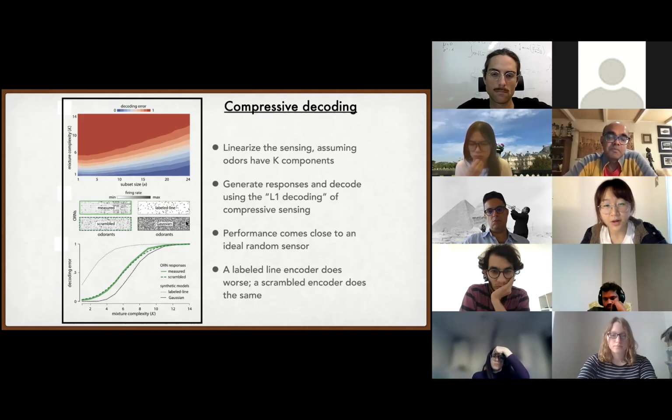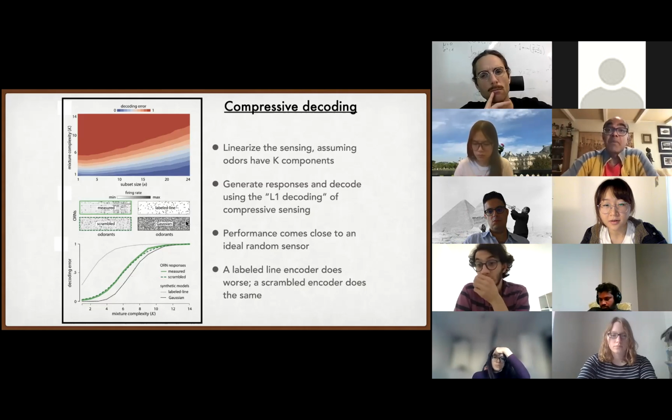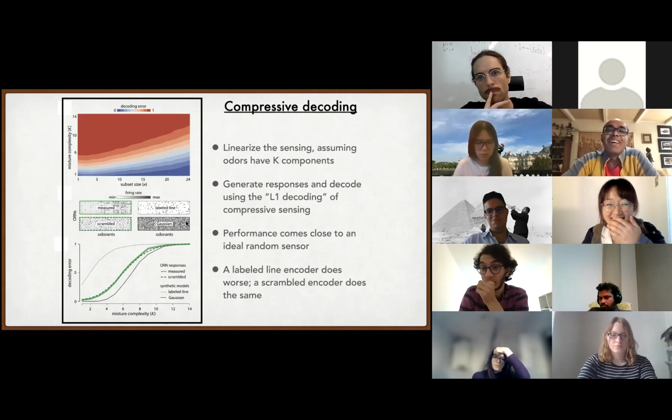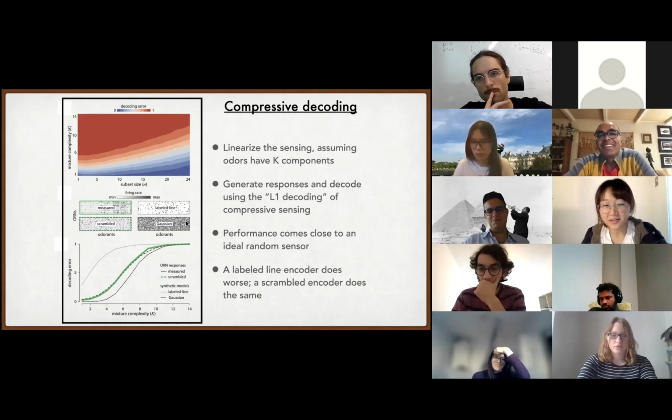Thank you. So the take-home message here is scrambled and measured, they are the same. There are multiple take-home messages, but that's definitely one of them. Okay. And could I ask another question?